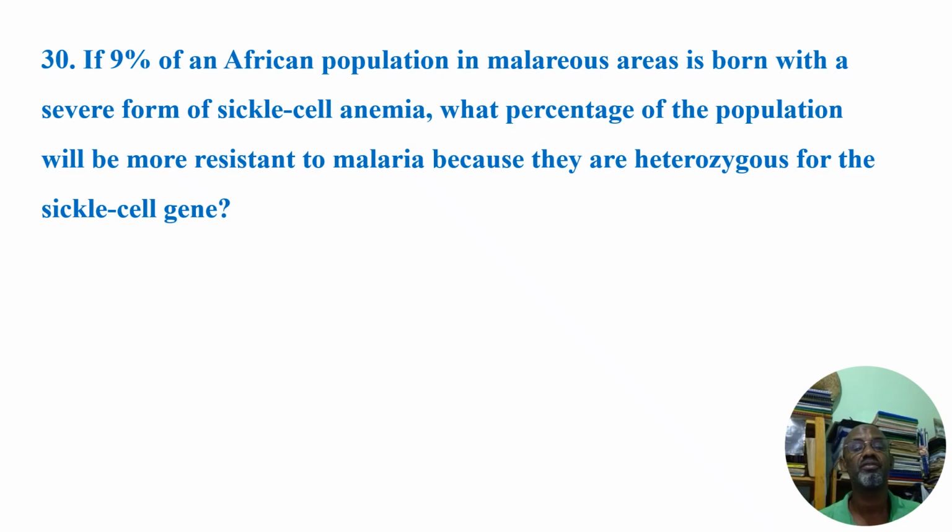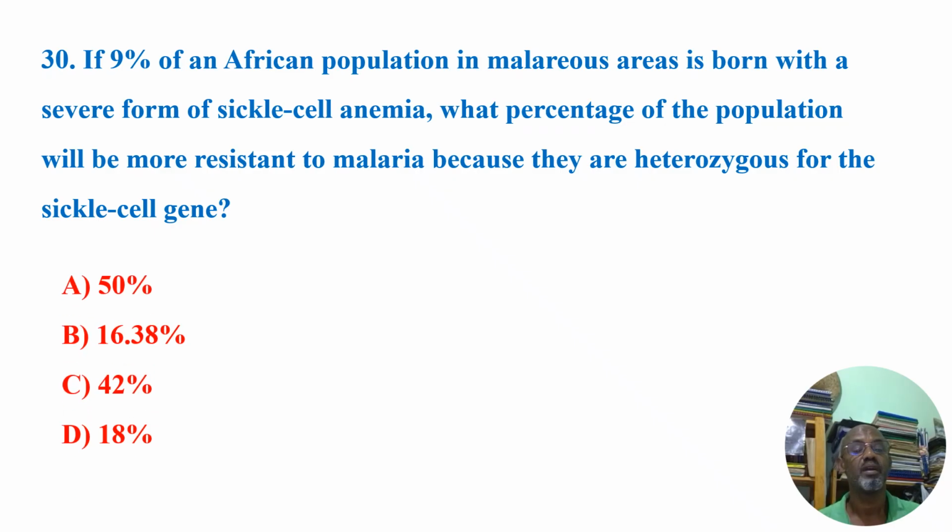Question 30. If 9% of an African population in a malarious area is born with a severe form of sickle cell anemia, what percentage of the population will be more resistant to malaria because they are heterozygous for the sickle cell? It's very simple. A, 50%, B, 16%, C, 42%, D, 18%.